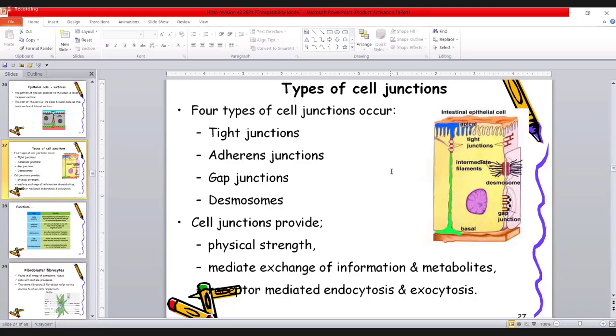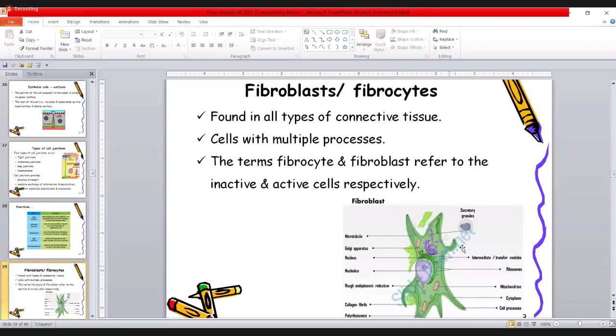Fibroblast is an immature cell. Fibrocyte is a mature cell. So fibroblast is the active cell. Fibrocyte is an inactive cell. So that's the shape of the fibroblast with multiple cytoplasmic extensions. You can call them cell processes, multiple cytoplasmic extensions.